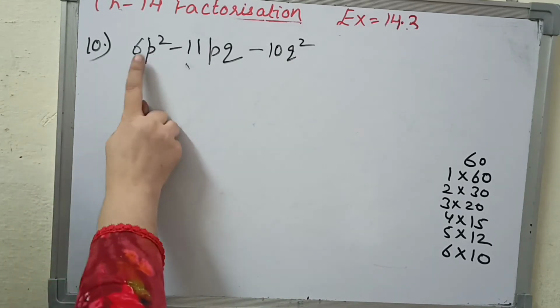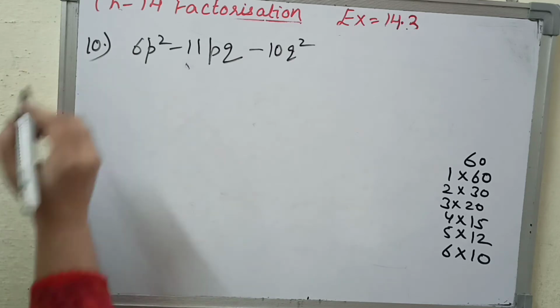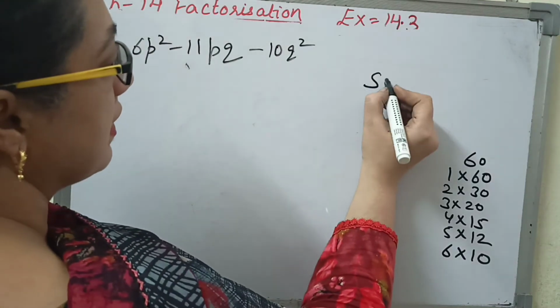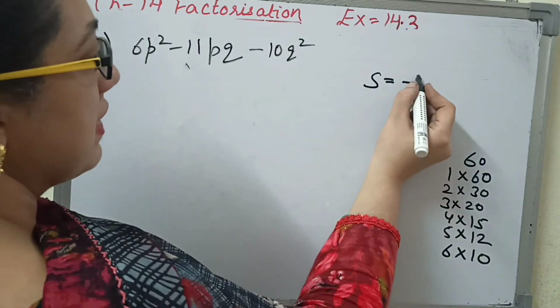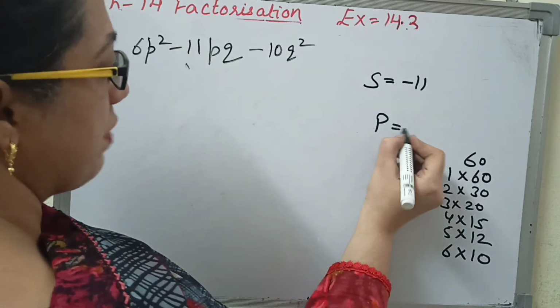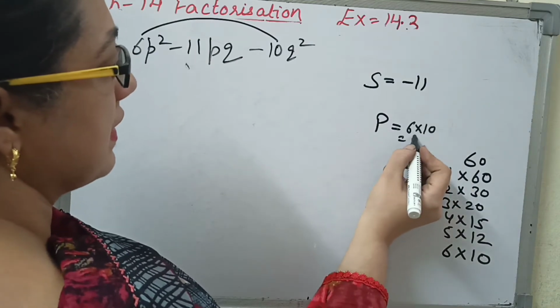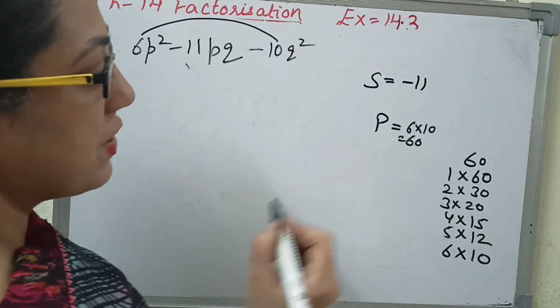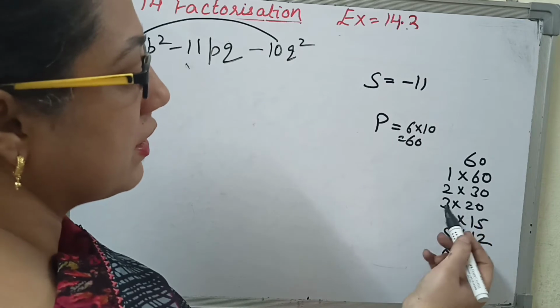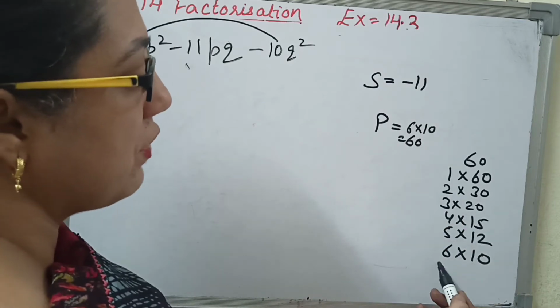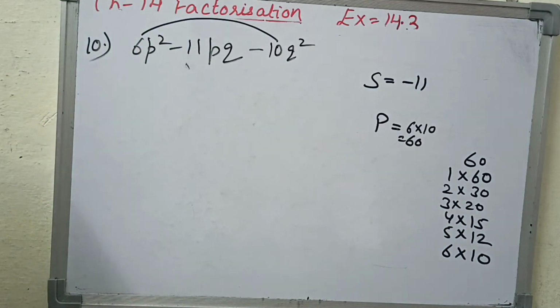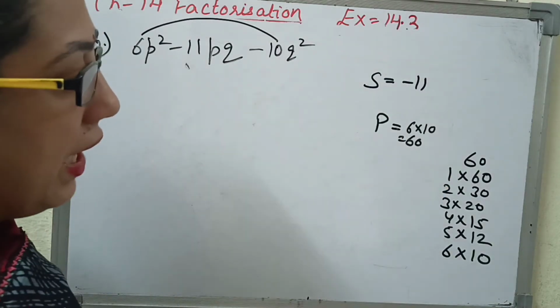In the same way, we solve sum number 6. Here again the coefficient of p square is 6, not 1. So I write minus 11 as it is, but in case of the product we multiply 6 by 10, which is 60. Now see the various factors of 60: 1 and 60, 2 and 30, 3 and 20, 4 and 15, 5 and 12, and 6 and 10. But we choose only that factor pair which gives us 11.